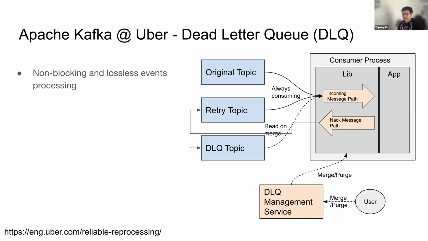As you can see on the diagram on the right, from the original topics, when a message cannot be processed, you retry multiple times through the retry topic. If it still cannot be processed, it will be published into a DLQ topic. Later on, the engineers or PMs can look into this DLQ topic to figure out what happened to them, and they may choose to reprocess them with another pipeline. There's an Uber Eng blog at the bottom of this slide. You can learn about this kind of reliable reprocessing.